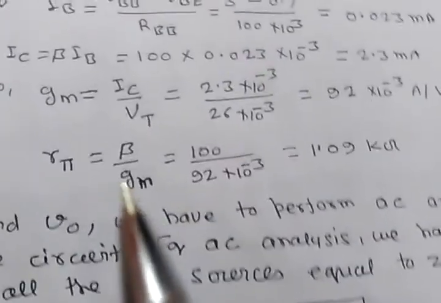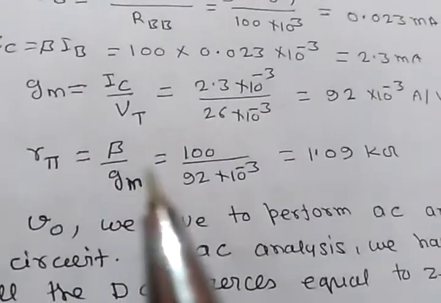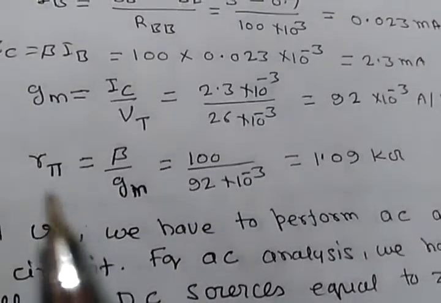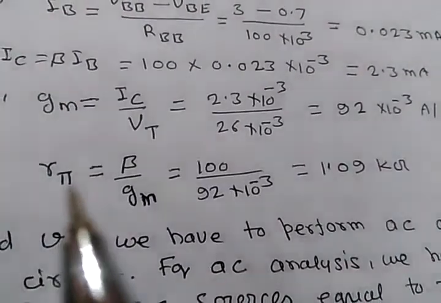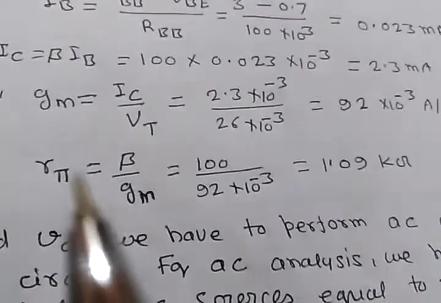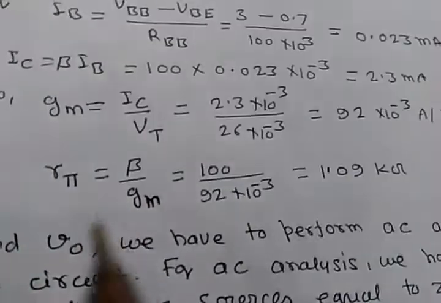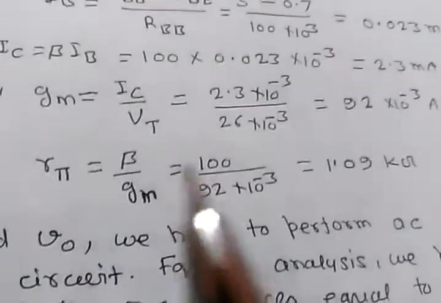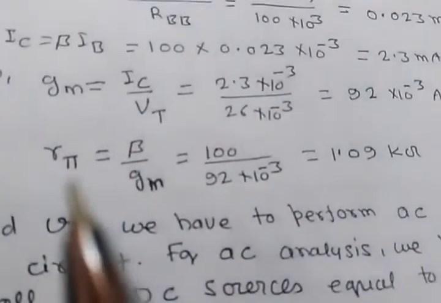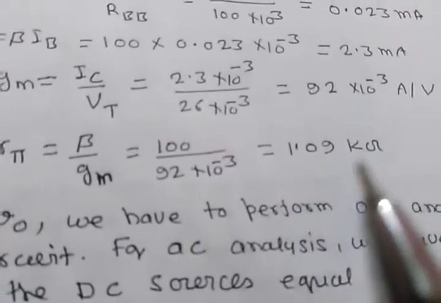Now keep in mind the small signal hybrid pi model of BJT, where R pi was given as beta upon Gm. R pi is the input resistance between base and emitter looking into the base. We have to calculate the value of R pi. Put the values of beta and Gm and calculate. In this way, we can calculate R pi equals 1.09 kilo ohm.